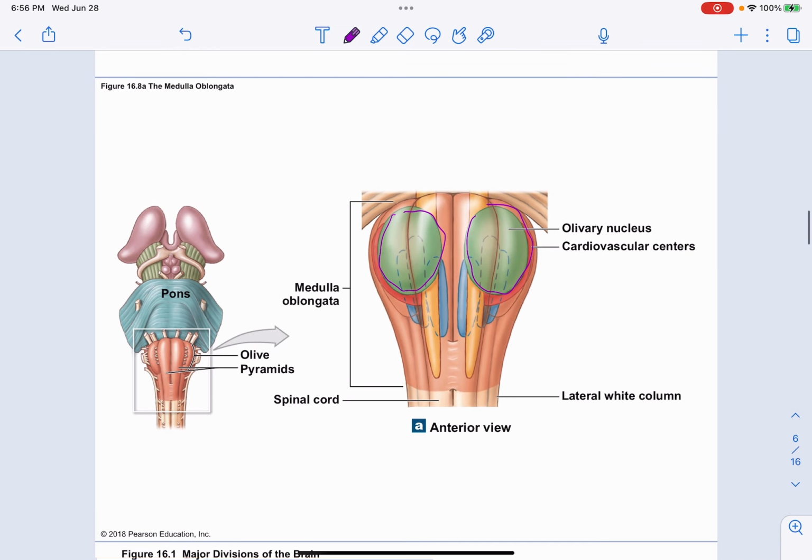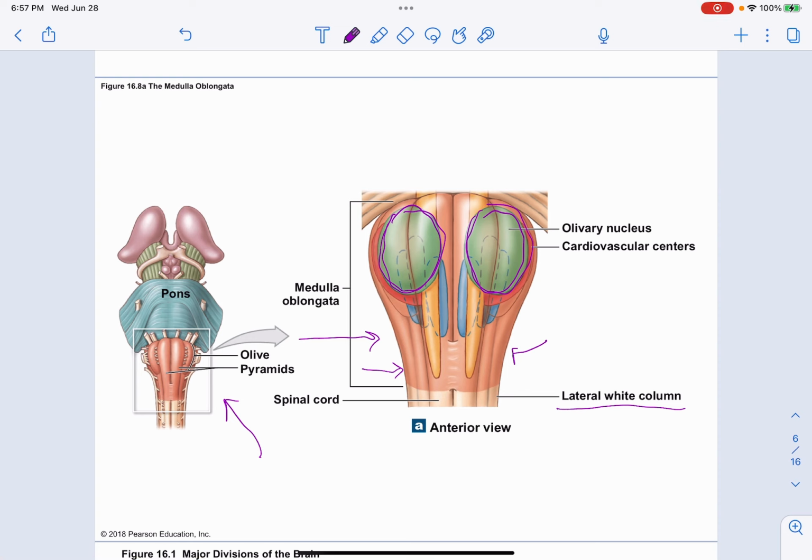Here you can see the medulla oblongata and then a close-up of it blown up over here. The medulla oblongata is on the left, and you can see the spinal cord below it. And then on each side, there are white matter tracts going up and down. That's what these lateral white column tracts are that you see on both sides. Those are the white matter tracts. The olivary nucleus, which I apparently already outlined here, is in green. There's a pair of them, one on each side.